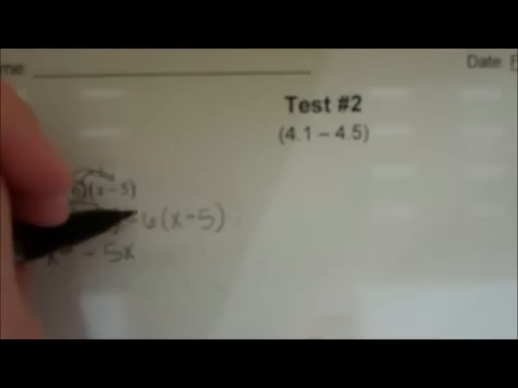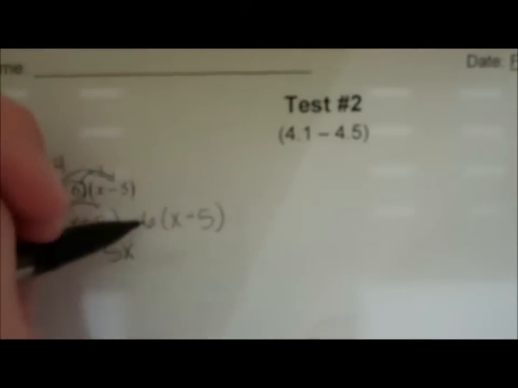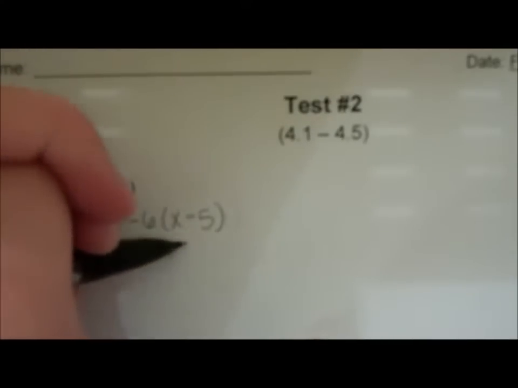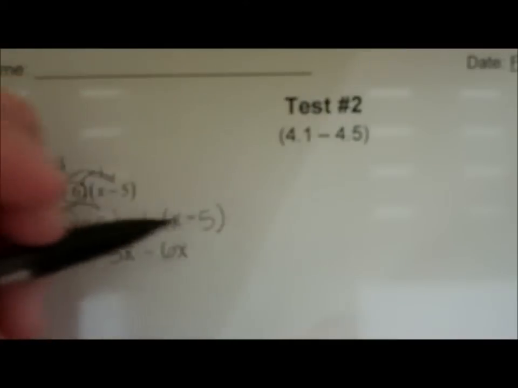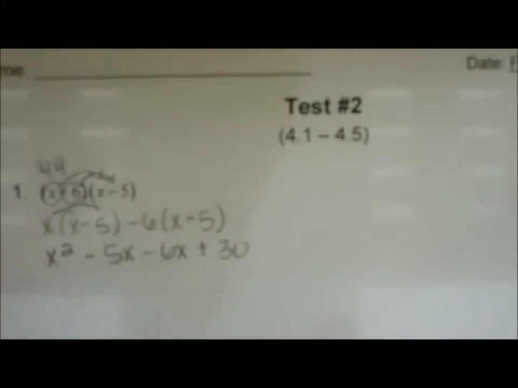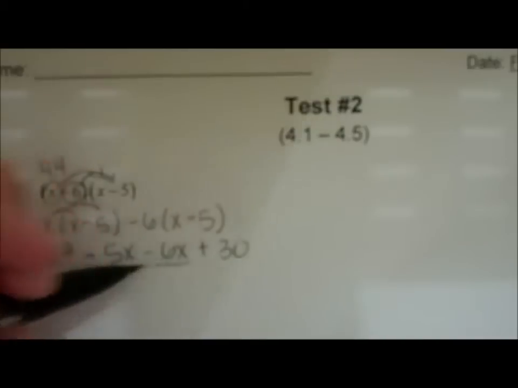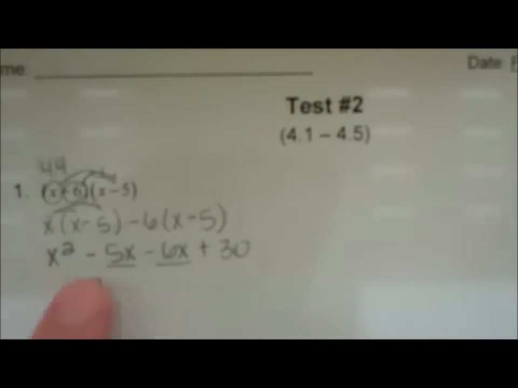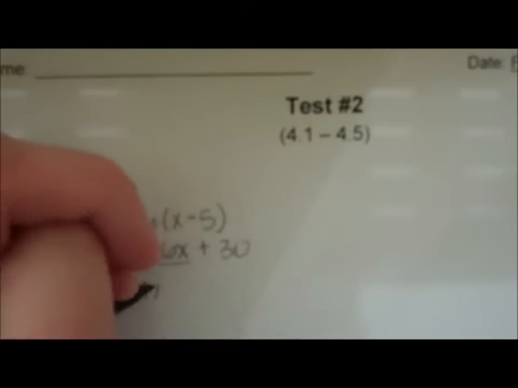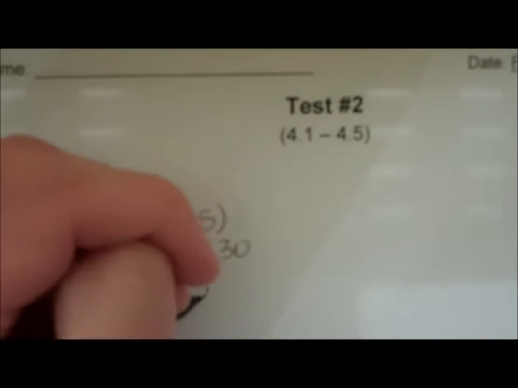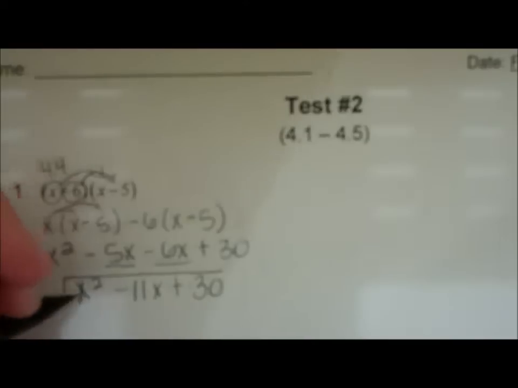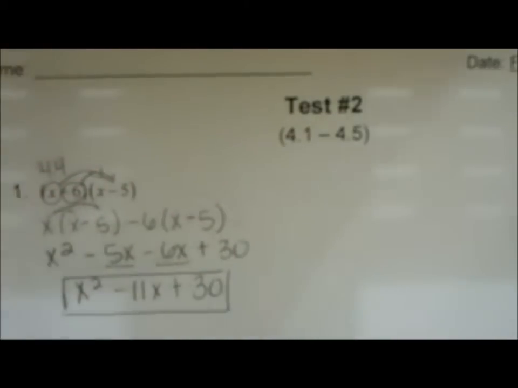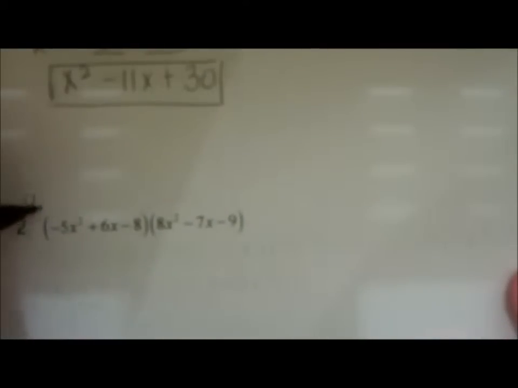Take this negative 6, distribute it to the parentheses. Negative 6 times x is negative 6x. Negative 6 times negative 5, positive 30. At this point, I'm going to combine like terms, my two x's. So I have x squared, negative 5x, negative 6x makes negative 11x, and I still have a positive 30. That's my answer.